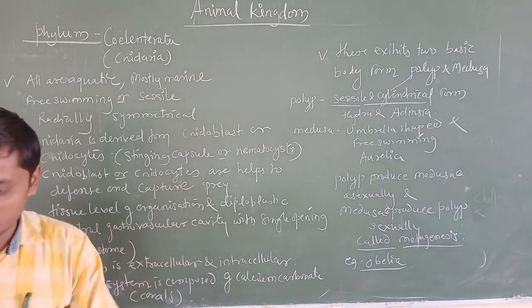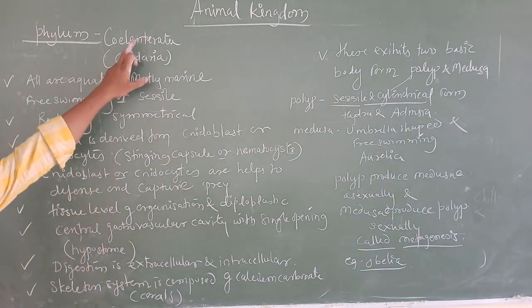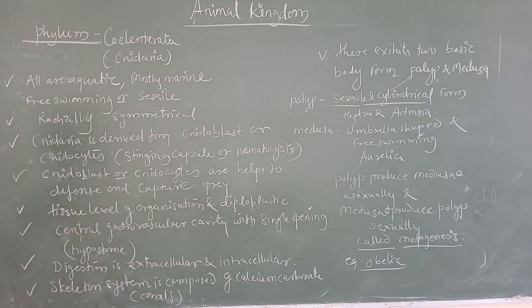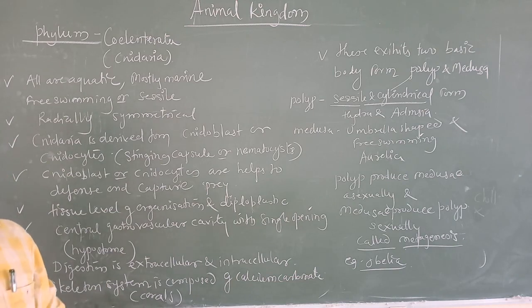Right? Now today we are going to discuss the next phylum. The name is Coelenterata. Another name for Coelenterata is Cnidaria. Now, first and foremost, I am going to tell you one thing.